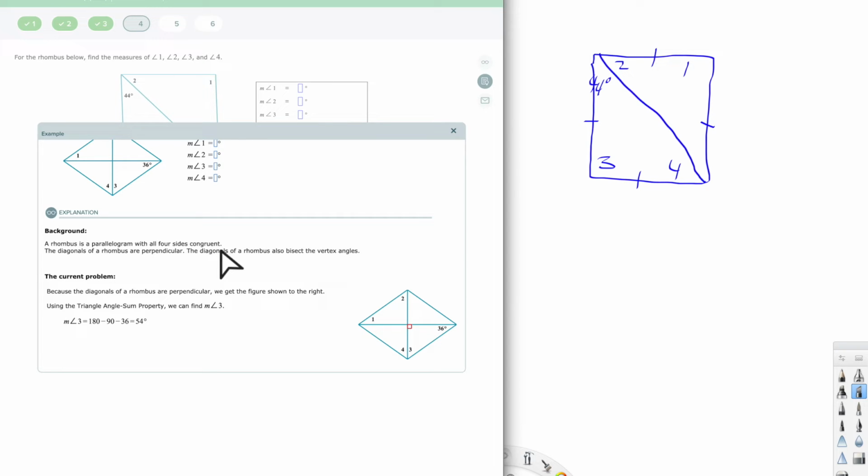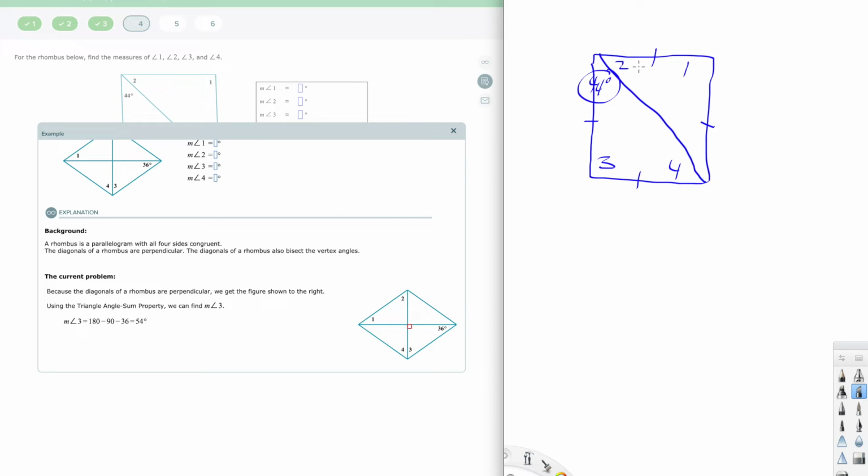Let's see. They bisect each vertex angle. So that's another very important piece. The diagonals of a rhombus also bisect the vertex angle. So if I know what 1 is, if it bisects it, the other side has to be the exact same thing. And remember, opposite angles are congruent, so it's going to be the same, because this is an isosceles triangle. So I'm using that idea again of an isosceles triangle. I think we either use that on this video or the very last video. I can't remember. There's a couple very similar ideas we're using here over and over again.